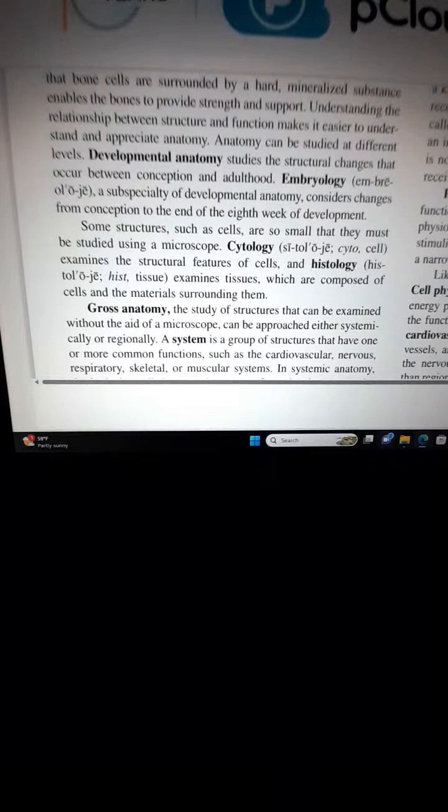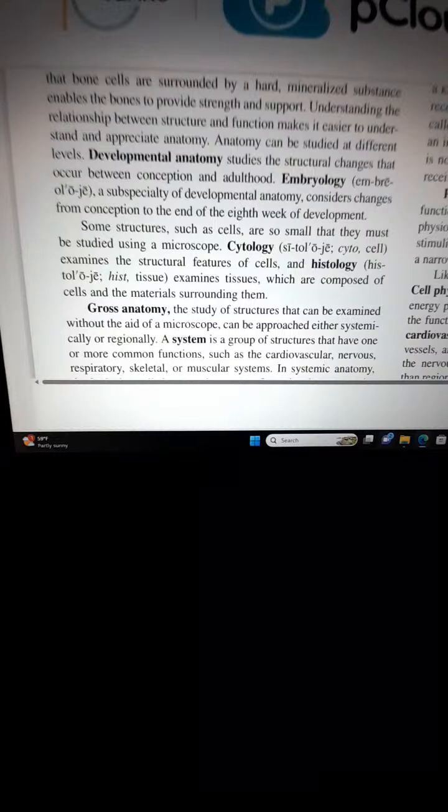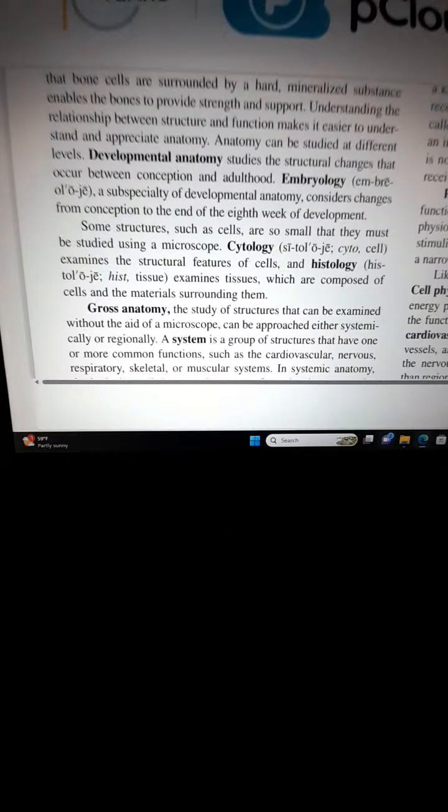Cytology is where you examine the structure of the cell, and histology examines the tissue composed of the cells. Embryology is where you deal with the anatomy from the beginning of conception, when the egg fertilizes, until the 8th week. It's the embryo, that's why it's called embryology.